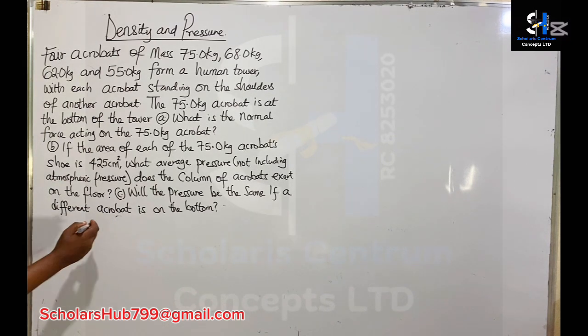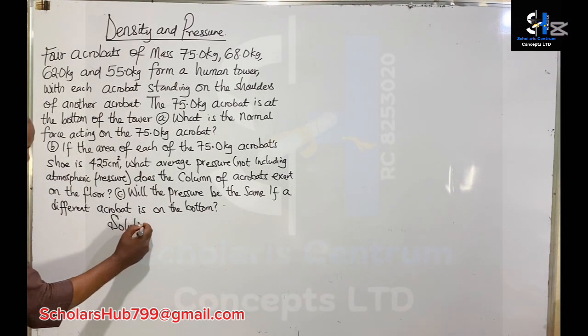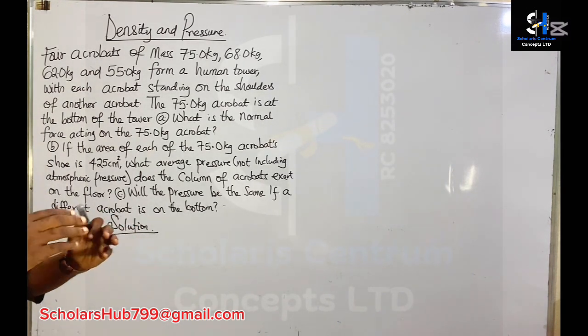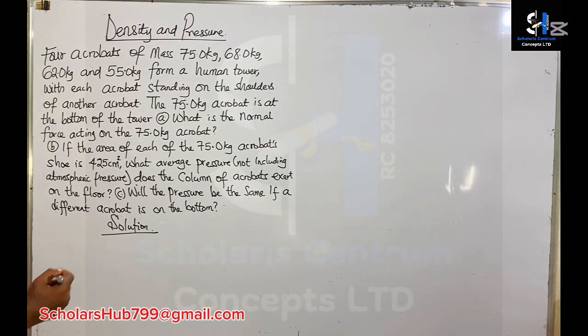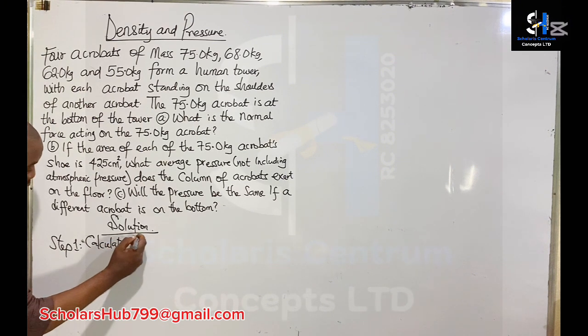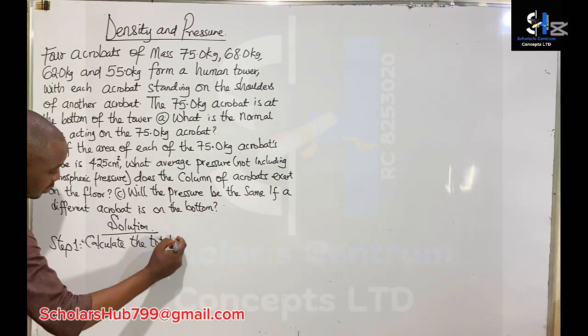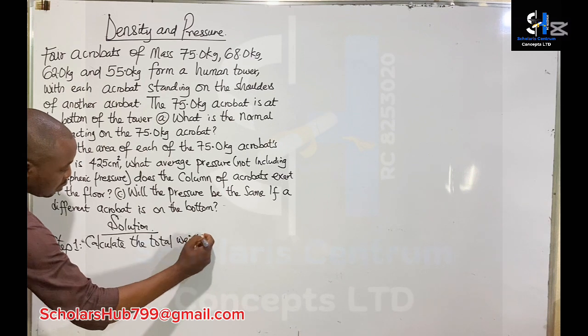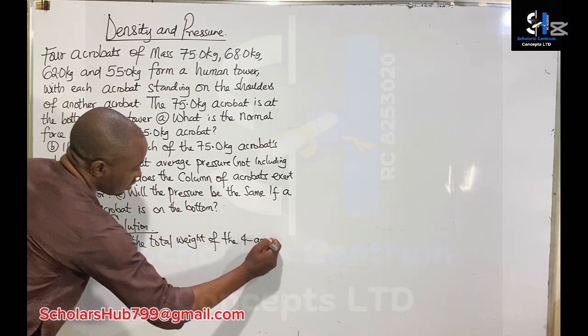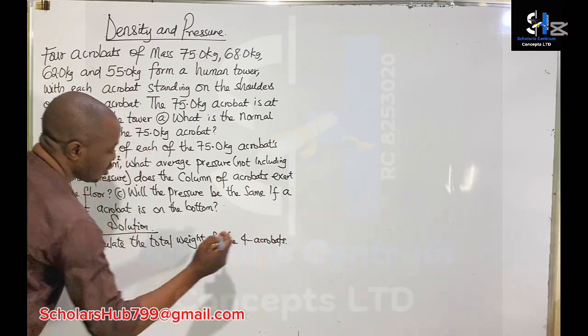The first thing we need to do in this case, our first calculation, is to calculate the total mass and the total weight of the four acrobats. So let's calculate the total weight of the four acrobats.